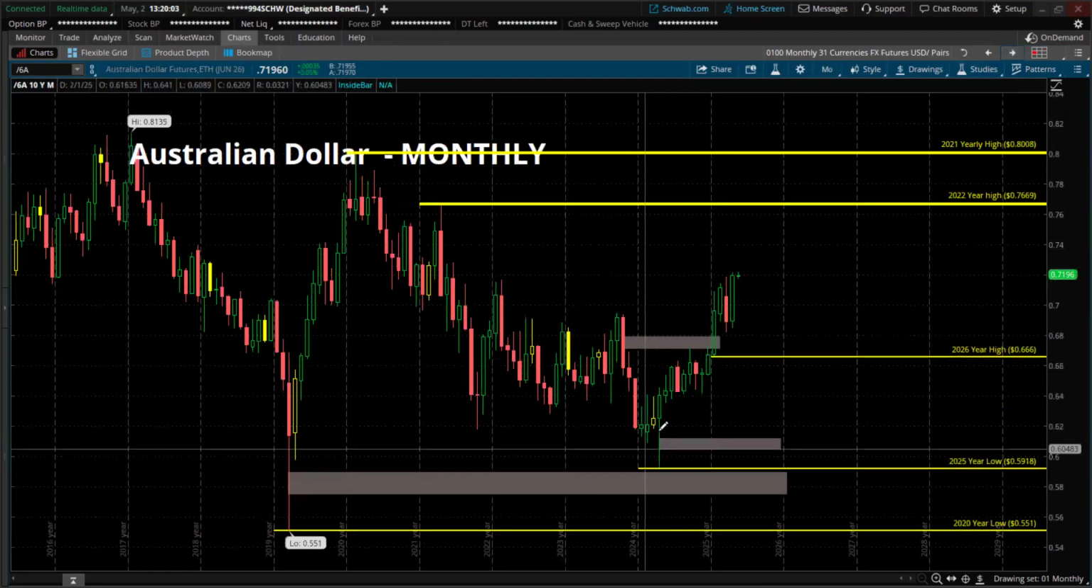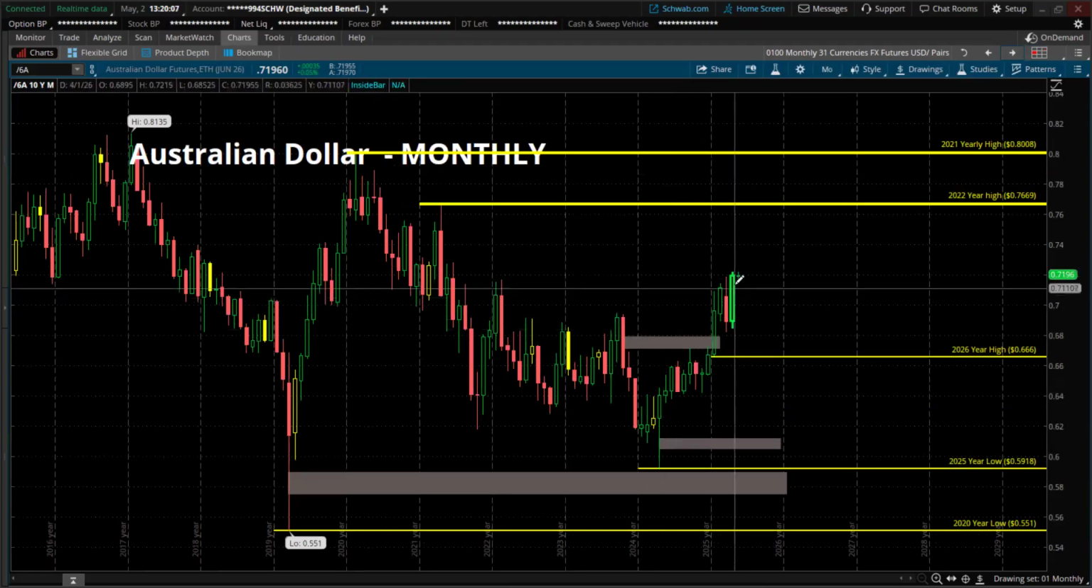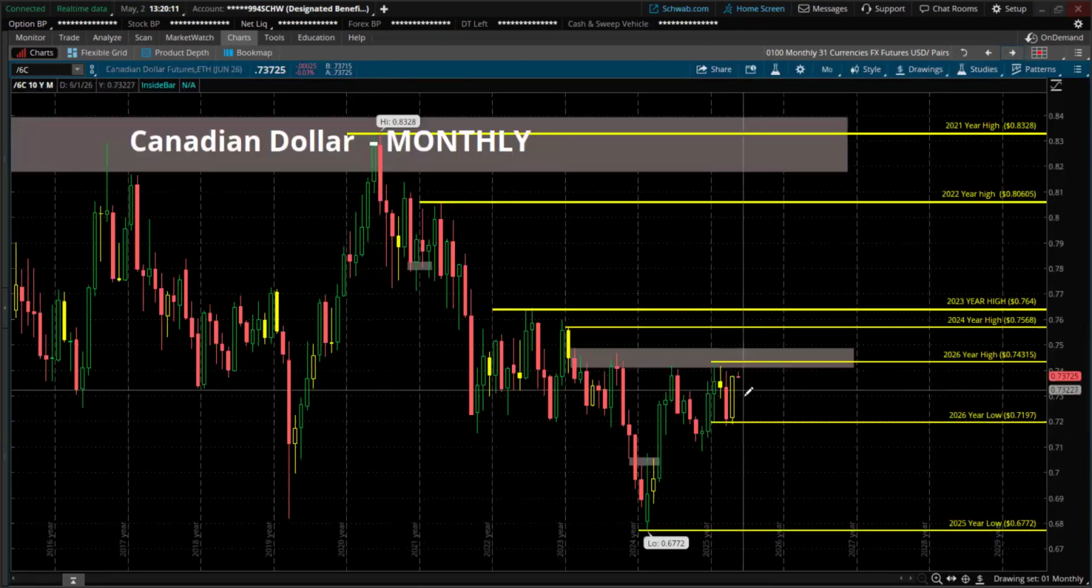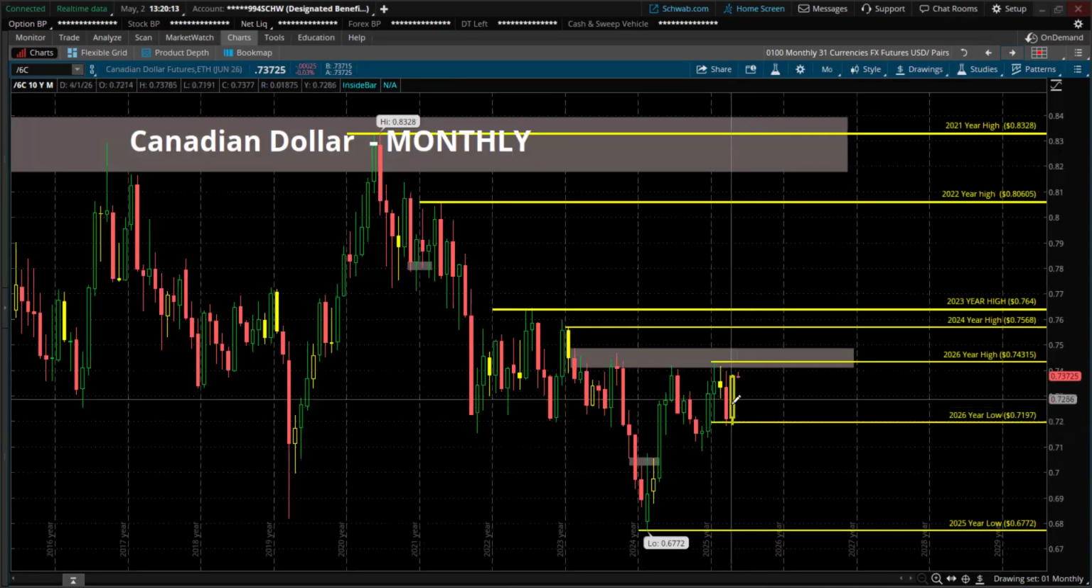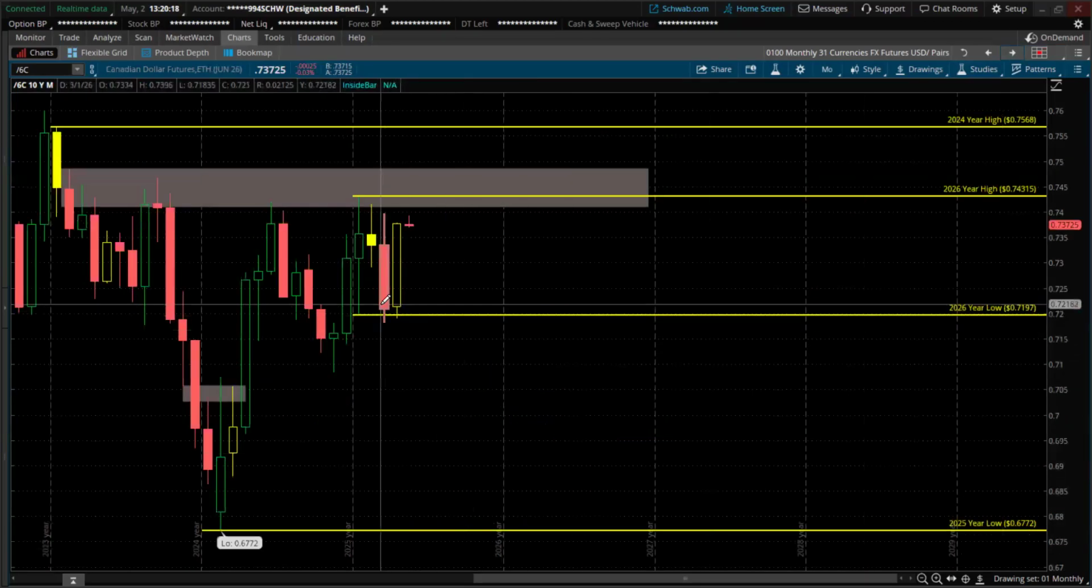Australian dollar, it's trending up. Look at that big green candle last month. Canadian dollar, big strong candle here last month. Actually, that one made a little bit, prior one made that low, so let me adjust that.